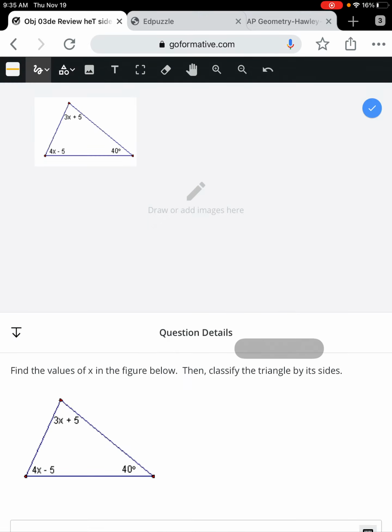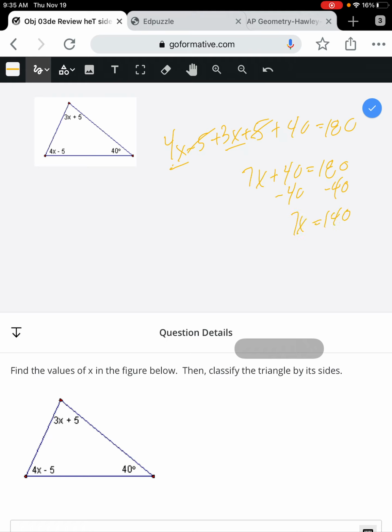Number 5, the 3 angles in a triangle add to 180, so we have our 4x minus 5 plus 3x plus 5 plus 40 is equal to 180. These cancel each other out. 4x plus 3x, 7x plus 40 is equal to 180. Subtract 40. 7x is equal to 140. Divide by 7. x is equal to 20.